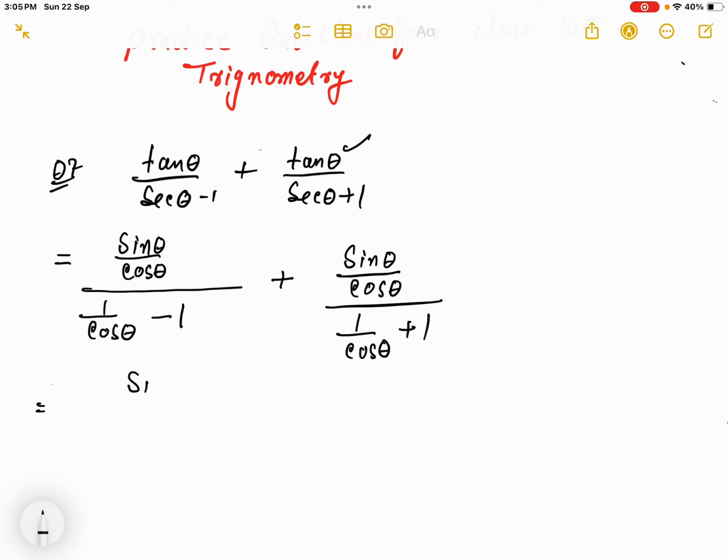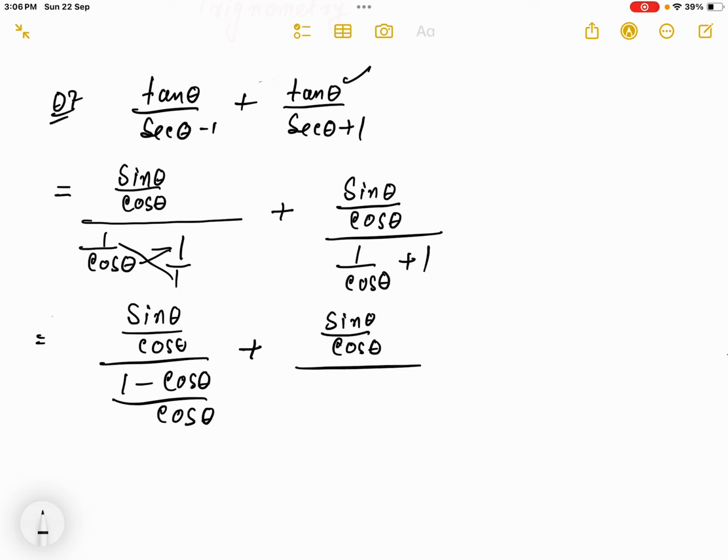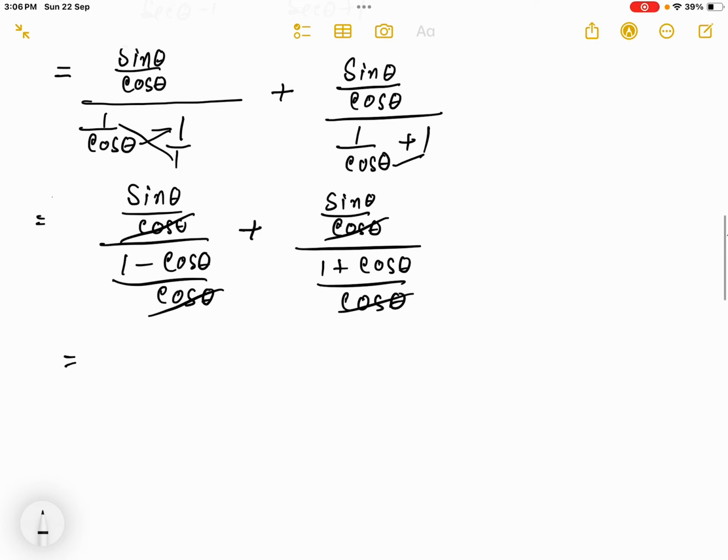So this will be further equivalent to, in the numerator, sine by cos. But in the denominator, I can take the reciprocal. Cos theta will go here, 1 will go here. It will be 1 minus cos theta whole divided by cos theta, plus sin theta divided by cos theta, whole divided by 1 plus cos theta whole divided by cos theta. And we know that cos theta and cos theta will get cancelled. In the second term, the same thing will happen. So I will be having simply sin theta divided by 1 minus cos theta plus sine theta divided by 1 plus cos theta.